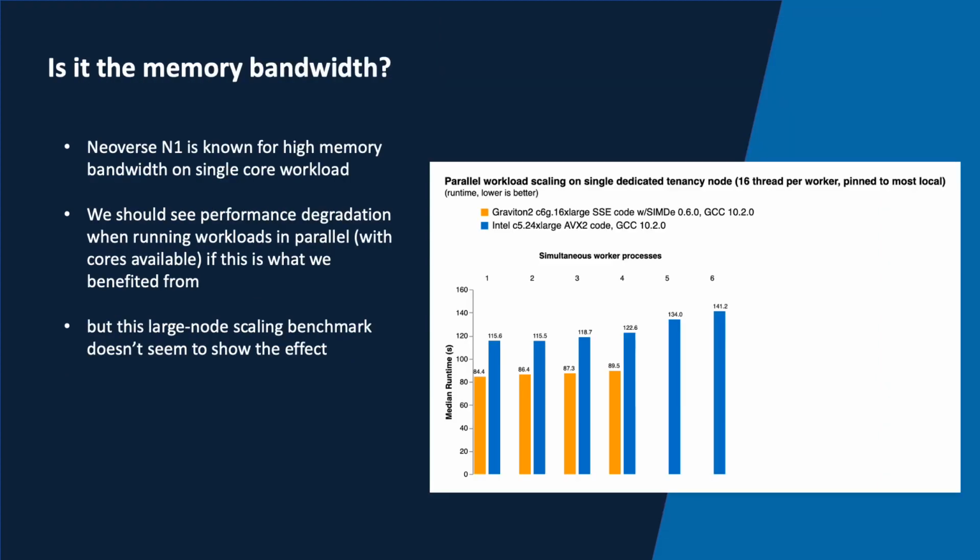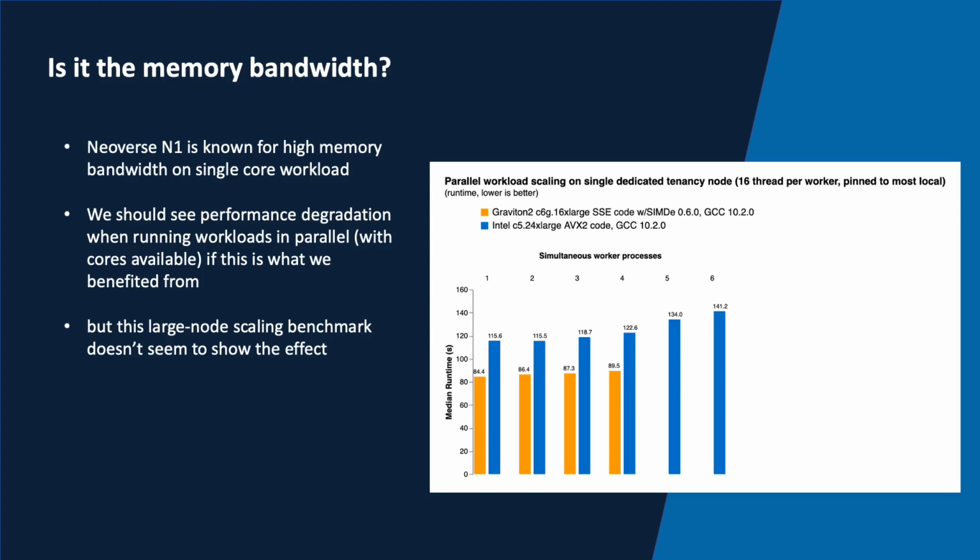Because Neoverse N1 and mostly ARM is known for just very efficient memory architectures, and basically with just a small number of cores, you get a very large memory bandwidth. So what we did is we ran a scaling test on a very large node. This node has 64 cores, which is basically the entire Graviton2 chip. And then we're running workloads which have 16 threads. So we're just using 16 cores for each of these simulations. And then we're running simultaneous simulations.